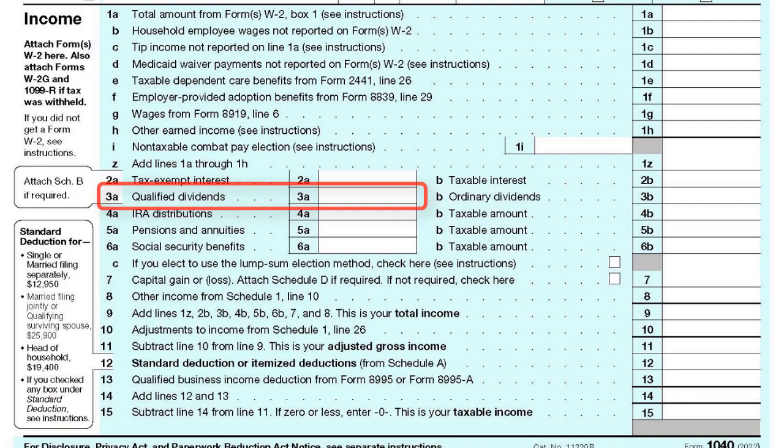Qualified dividends, you'll notice that is 3A. Qualified dividends are dividends that qualify for special tax treatment, essentially capital gain tax treatment.